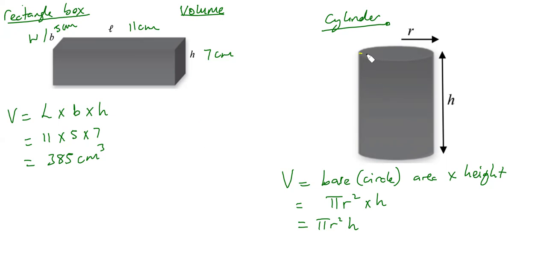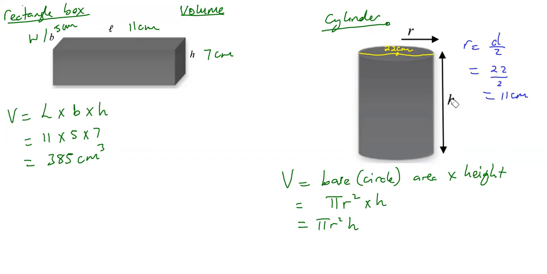Let's say from this part here to this other part here, which is the diameter, is 22 centimeters. What we are going to do now is calculate the radius first. So r is equal to d over 2, which is 22 divided by 2, which gives us 11 centimeters.